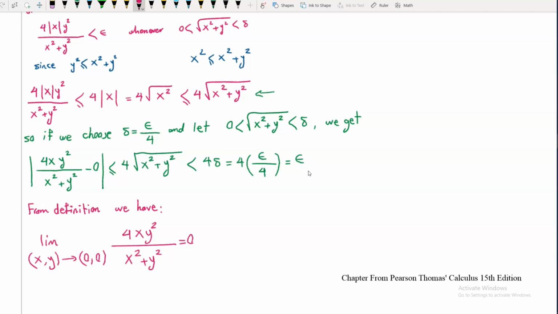So this means the absolute value of 4xy squared divided by x squared plus y squared is less than epsilon. And from the definition, we have the limit as (x, y) approaches (0, 0) of this function, 4xy squared divided by x squared plus y squared, is equal to 0.